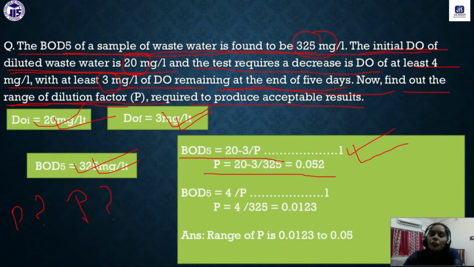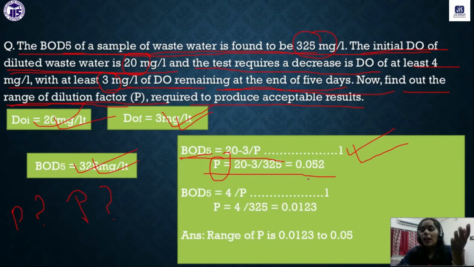Okay, so from the initial value we know, the final value we know, and the BOD value we know. So from this we can calculate the value of the dilution factor. So 20 minus 3 divided by 325 equals 0.052. Now question is, this is value number 1.